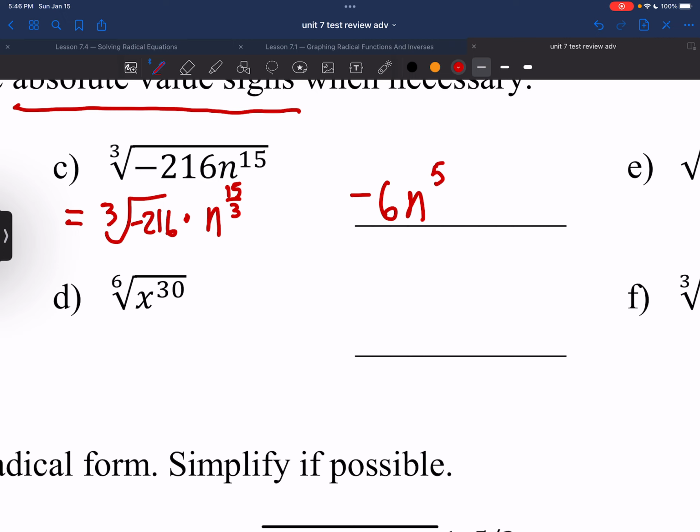Okay. Here, this is x to the 30 over 6, which we know is x to the power of 5. And again, the root was even. The index was even, so I've got to put those absolute value bars there.